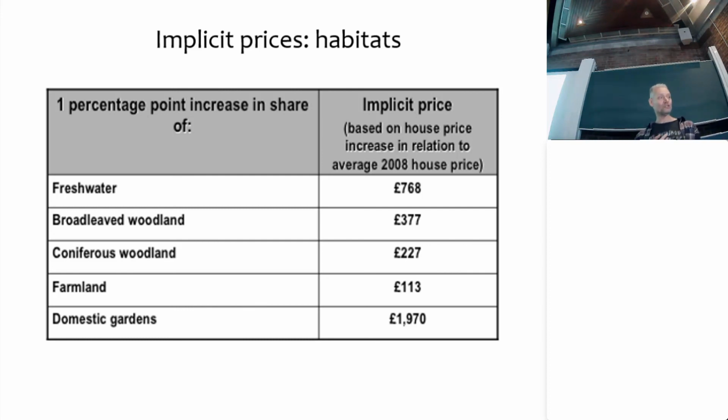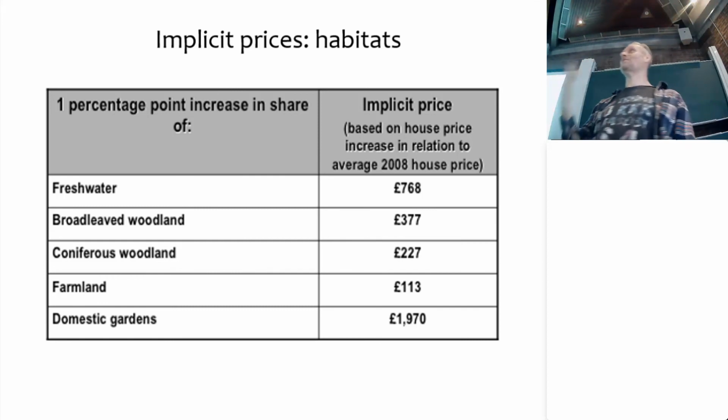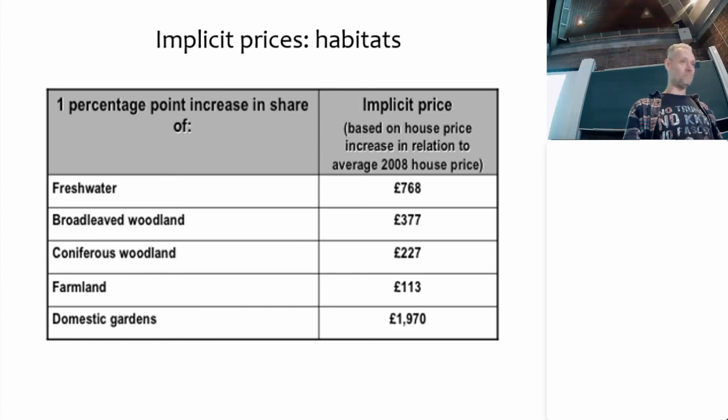And lo and behold, what really matters to people is domestic gardens, right? That is what people like because they're nice and tidy. And of course, domestic gardens also signals that you live in a middle class area, right? That your neighbors are not crooks, but they are the sort of people who mow their lawn and tend their flowers, right? So it doesn't just signal environmental quality, but it also tells you something about your neighbors, right? That they're not unruly students.